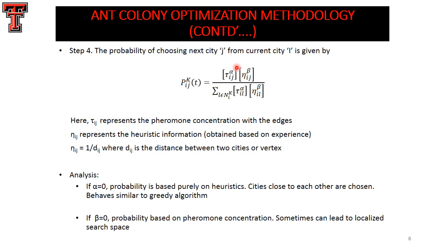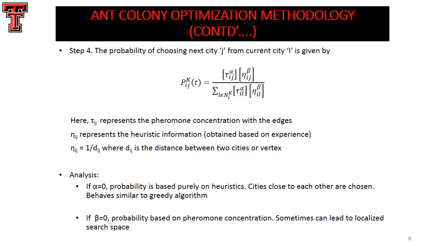Based on the values of the parameters, the probability function can be analyzed in the following two ways. If the value of parameter alpha is 0, then the probability function is purely dependent on the heuristic information available about the path connecting the cities i and j. If the heuristic information for the path between i and j is very high, it means that the cities i and j are very close to each other. This type of probability function results in choosing only those cities that are nearer to the current city. Thus, ant colony optimization starts behaving like a greedy algorithm.